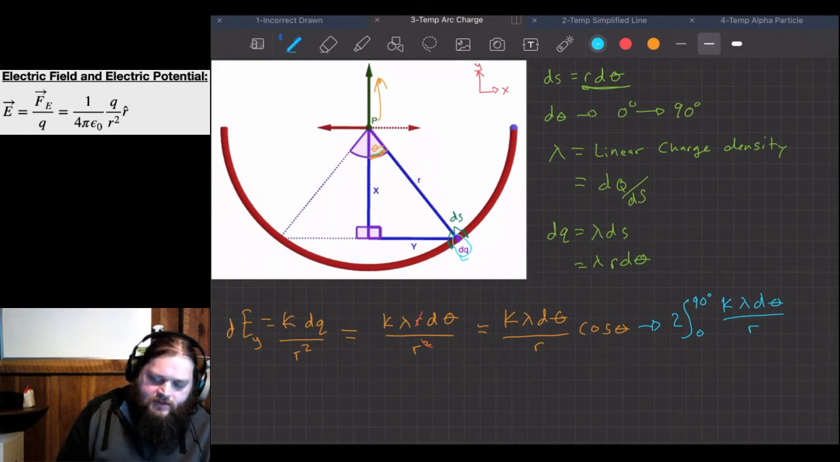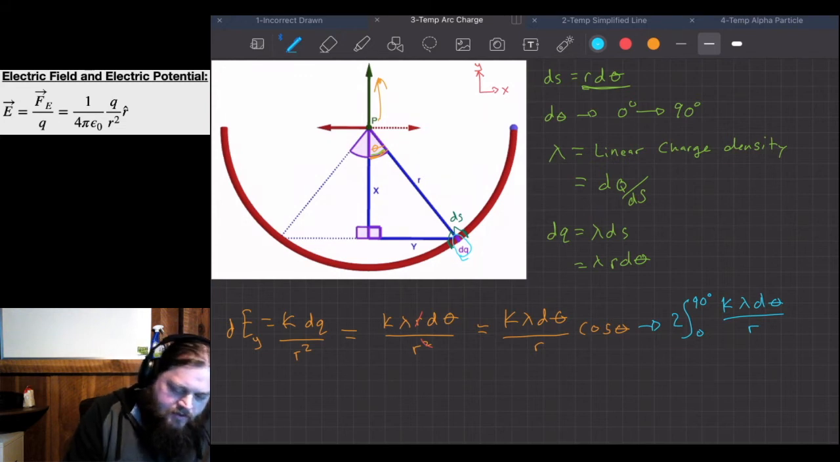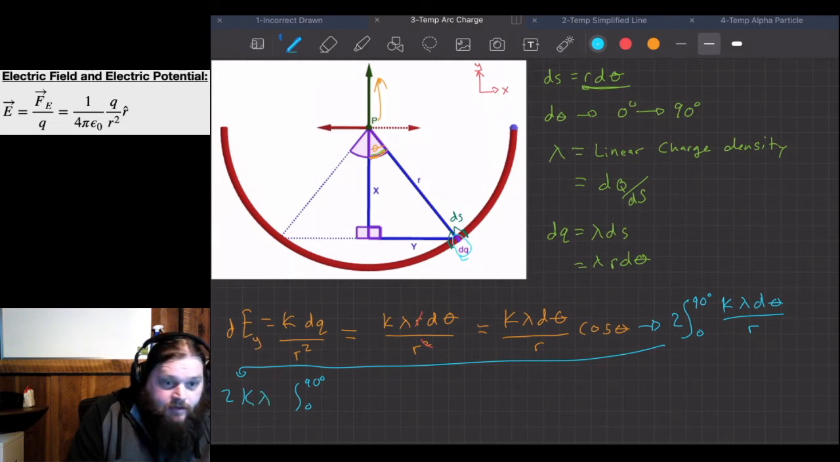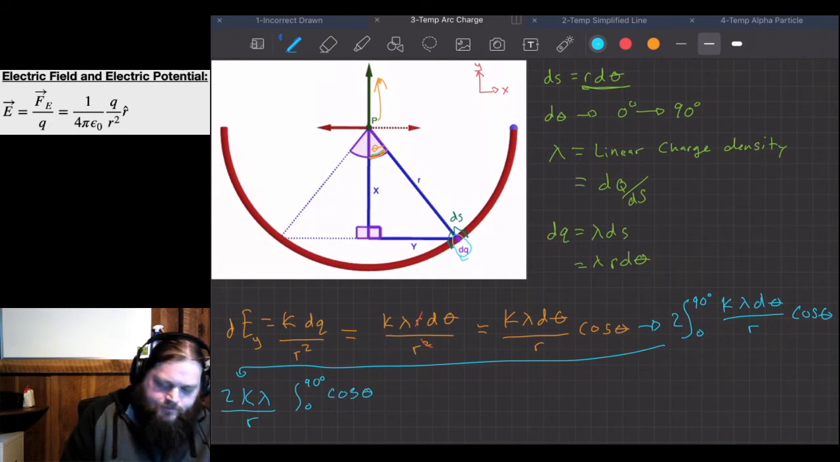Now, since most of this is going to be a constant value, that's 2 times the integral from 0 to 90 degrees of, well, let me backtrack, make some space. I want to pull all my constants out of the integral. But we can do that because we don't have to integrate k. We don't have to integrate lambda. Oh, this should be a cosine here. Cosine theta. There you go. We don't have to integrate r either. We just have to integrate cosine theta d theta.